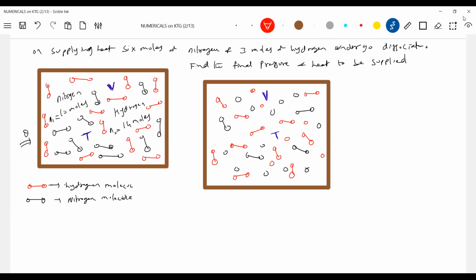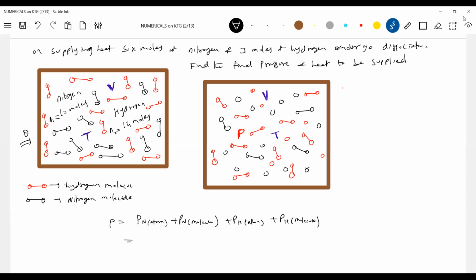Now I'm asking, what is the final pressure? This P has to be calculated. So what should be our equation? Should be like this: pressure due to nitrogen atom, pressure due to nitrogen molecule, pressure due to hydrogen atom, plus pressure due to hydrogen molecule.